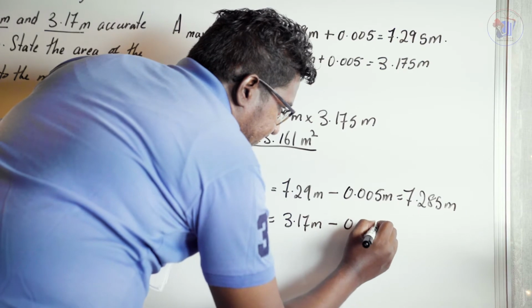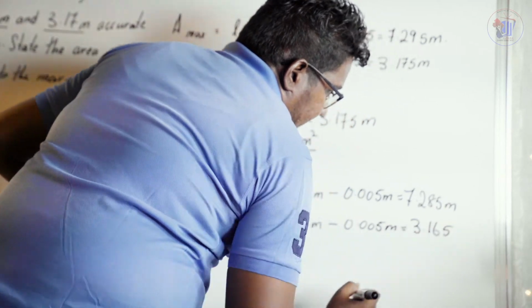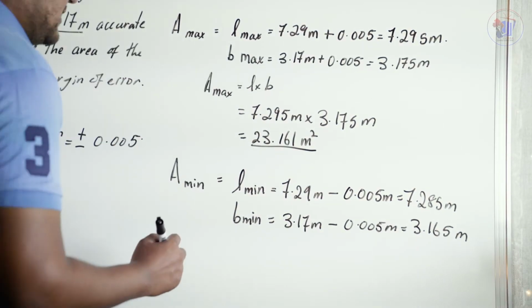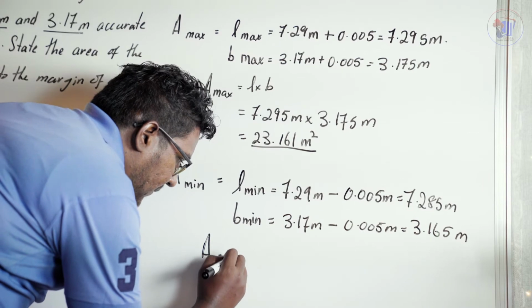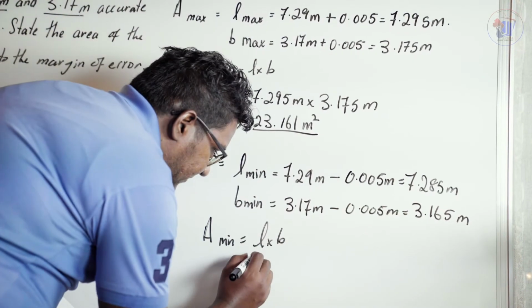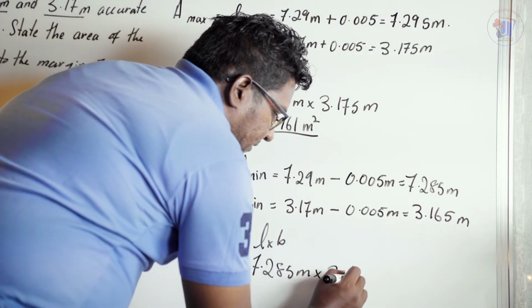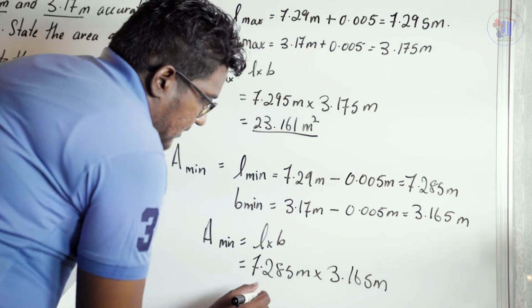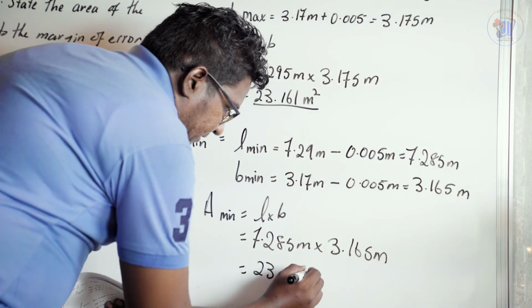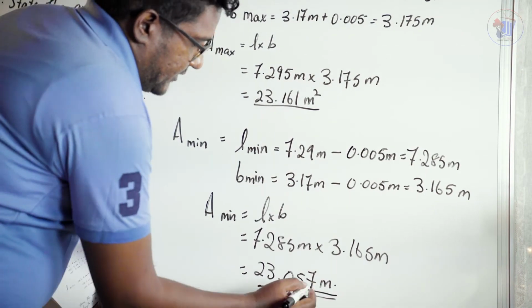subtract 0.005 meters, and that's going to give me 3.165 meters. So now since we found the minimum length and the minimum breadth, let's find the minimum area. So A min is equal to length times breadth, and that is going to be 7.285 multiplied by 3.165, and our minimum area is going to be 23.057 meters, sorry, it's meters squared.